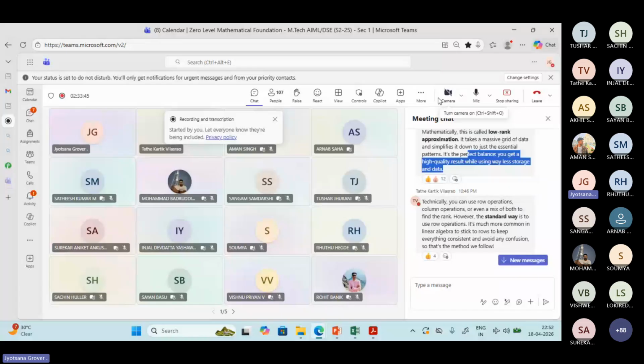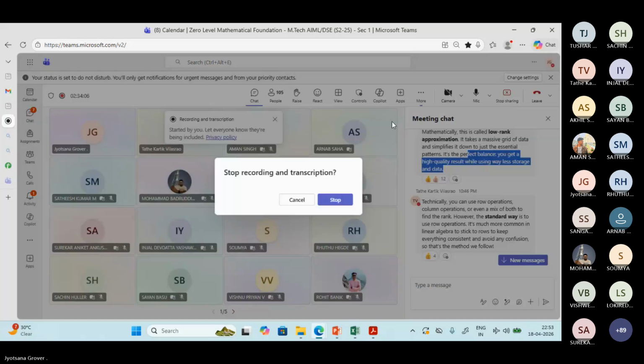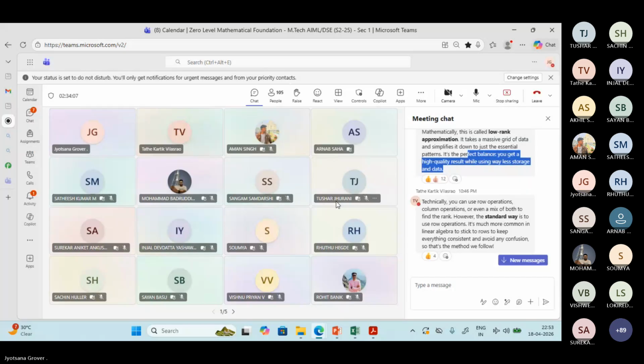Okay, I'll just stop recording. So today we did addition, we saw multiplication of matrices, elementary row operations, transpose and how to find a transpose. We saw special matrices like upper triangular, lower triangular, symmetric, skew symmetric.